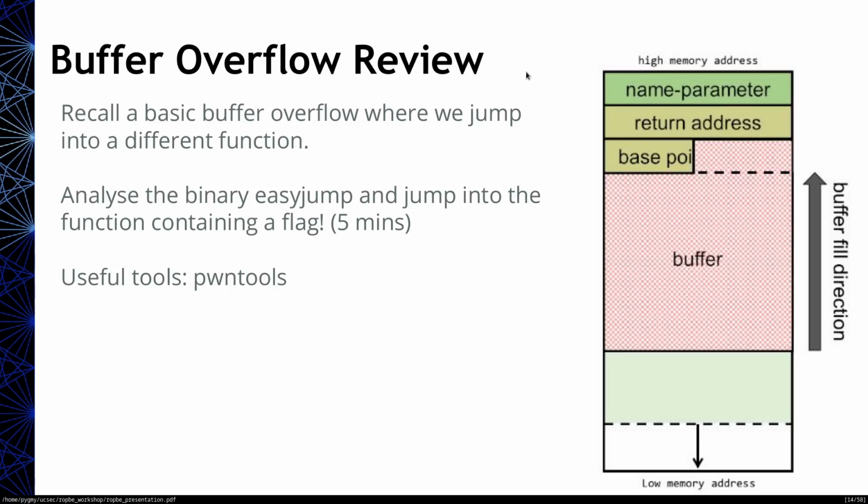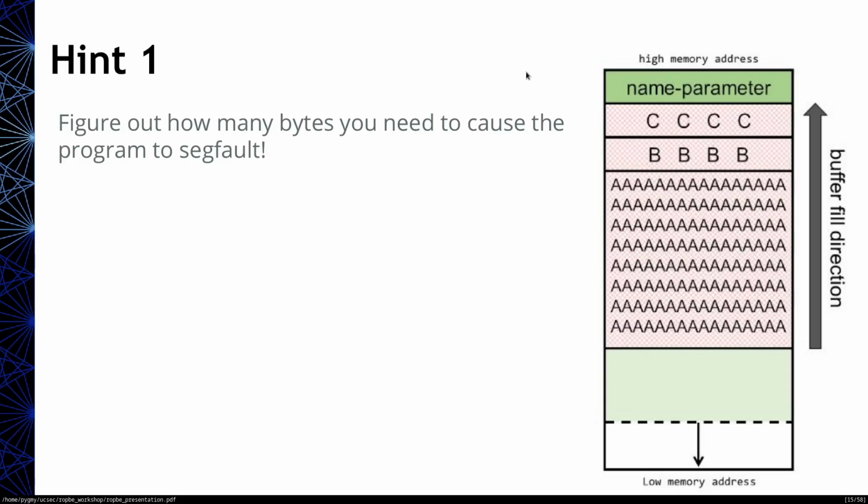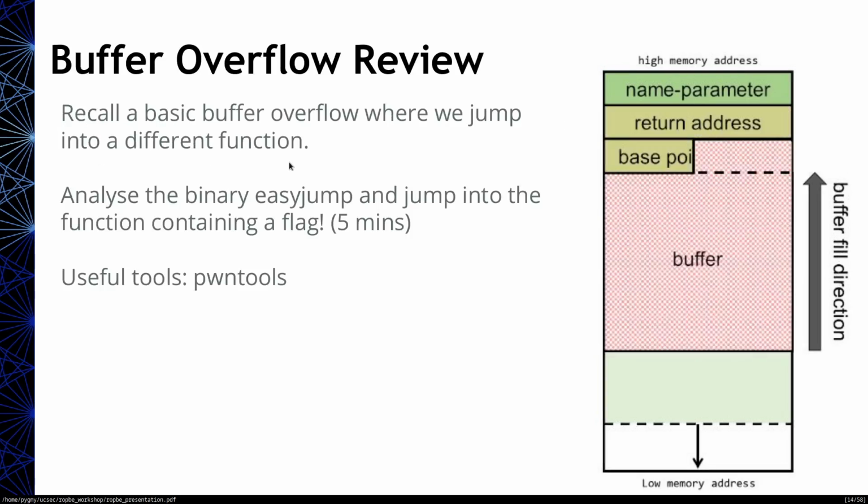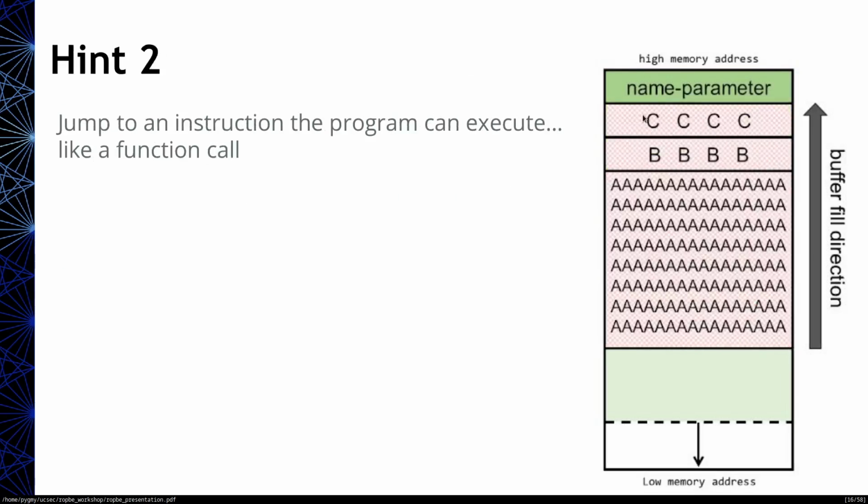I think I'm going to give you guys a hint, unless someone really doesn't want one. The first obvious hint is to figure out how many bytes you need to cause a program to segfault. Then you want to jump to an instruction the program can execute, like a function call. So here's the return address. Instead of having CCCC, you want to have an address.